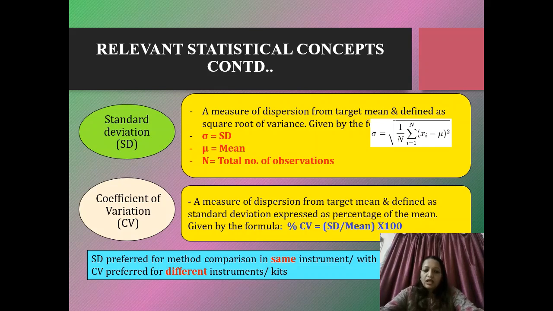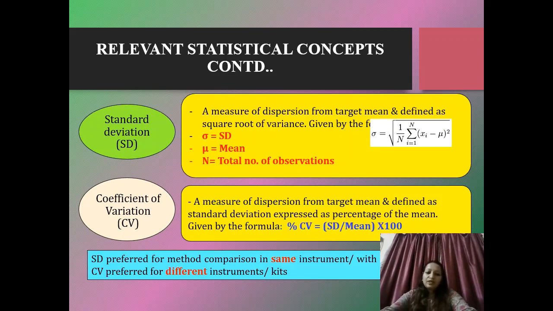Now, what is standard deviation? This is a fairly common concept. This is nothing but a measure of dispersion from the target mean, and it is defined as the square root of variance. Now, the more important term is the coefficient of variance. This is also a measure of dispersion from the target mean, and this is actually a ratio of the standard deviation by the mean expressed as a percentage.